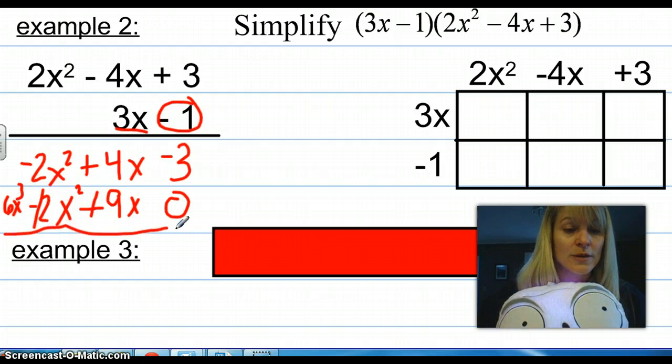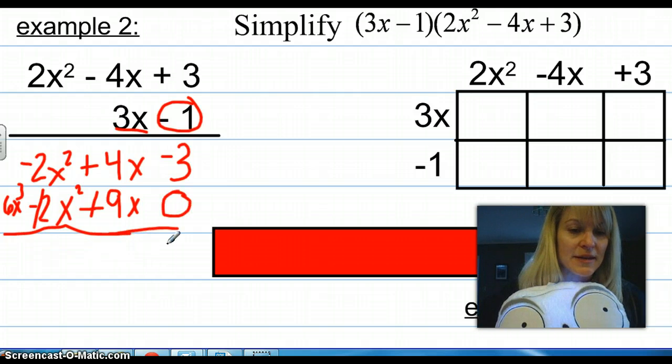Now, just like before, we're going to add them up. So -3 and 0 will give you -3. 4x and 9x, those are like terms. Actually, I'm going to write those down there. Sorry, that got in the way. Okay, got rid of that, sorry. So -3 and 0 is -3. Then we have 4x and 9x. That gives you a positive 13x.